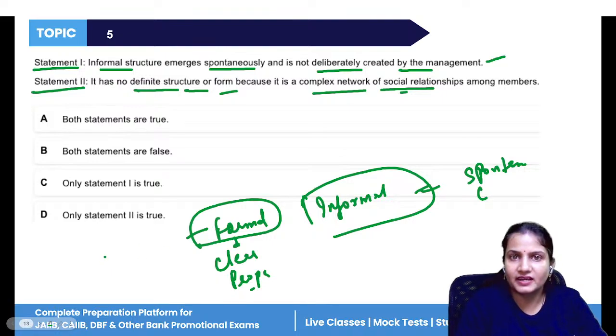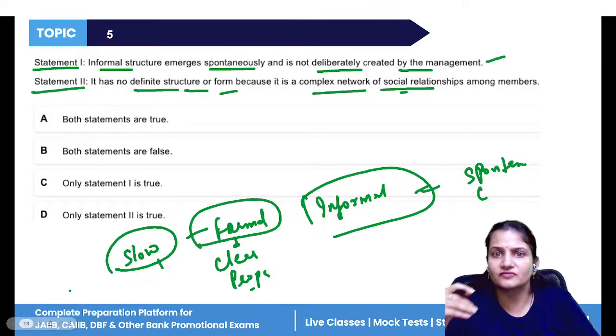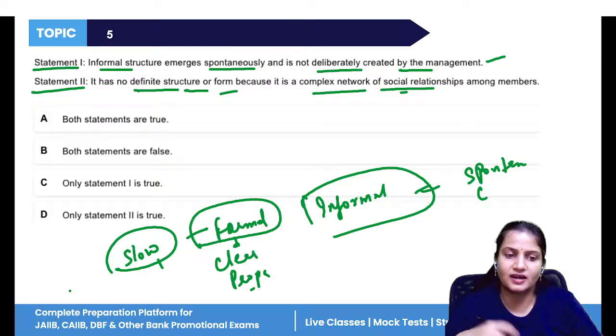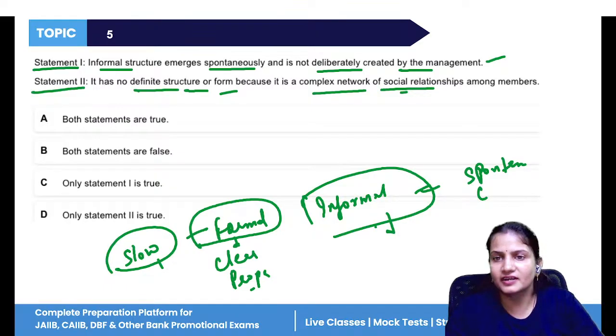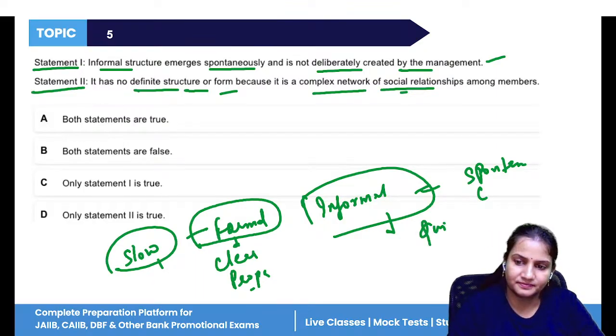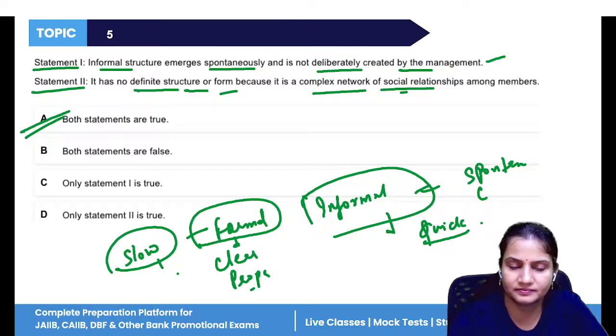Actions will be taken quickly? It is a bit of a slow process. Remember, in formal, the process is slow. Why? Because it has to go through several chains of command, several levels of hierarchy. That is why it is a bit slow. But in informal, there is no clear chain of command, no scalar chain, so it is a quick process. So both the statements are correct.